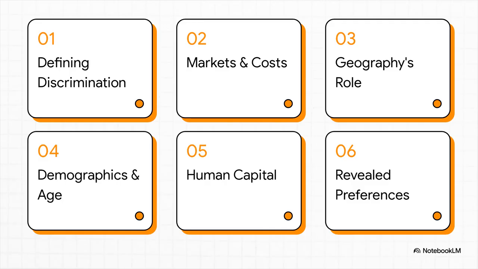Here is our roadmap for today. We'll be looking at defining three distinct types of discrimination, how markets and cost factor in, the surprising role of geography, demographics in the age gap, human capital starting in the home, and finally, revealed preferences versus surveys. Let's get right to it.